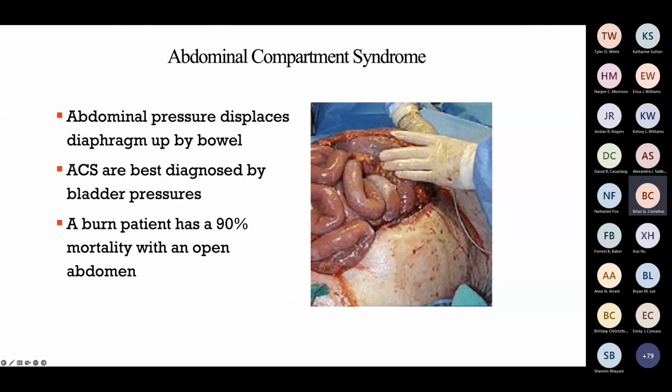So we talked a little bit about abdominal compartment syndrome. Basically what happens is the abdominal pressure displaces the diaphragm up because the bowels have become so edematous. The primary diagnosis for this is going to be bladder pressure. If you have a burn patient that gets to the point of having abdominal compartment injury to the severity where they have to open their abdomen, they've got about a 90% mortality. So this is something that you've got to be very careful about and keep in the back of your mind as you're doing your fluid resuscitation.